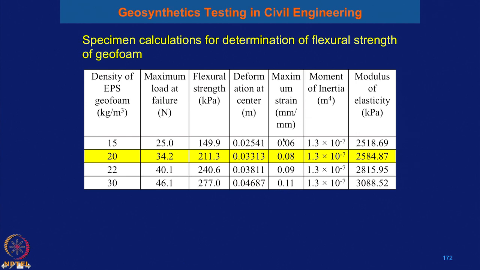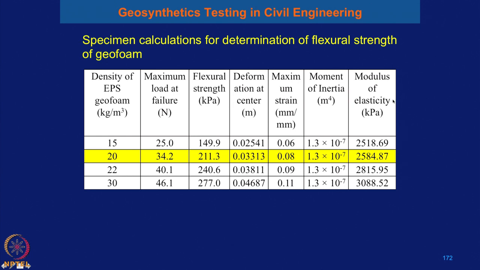From this data you can also determine the moment of inertia, in meter to the power 4. For 15 density it is 1.3 into 10 to the power minus 7, for 20 density 1.3 into 10 to the power minus 7, for 22 density 1.3 into 10 to the power minus 7, and for 30 density also 1.3 into 10 to the power minus 7.